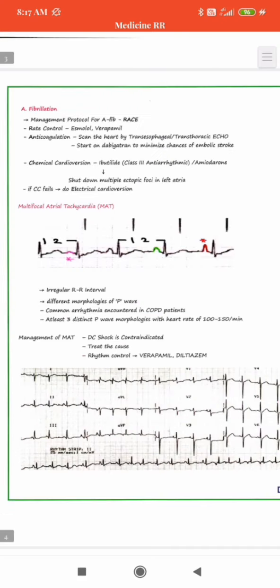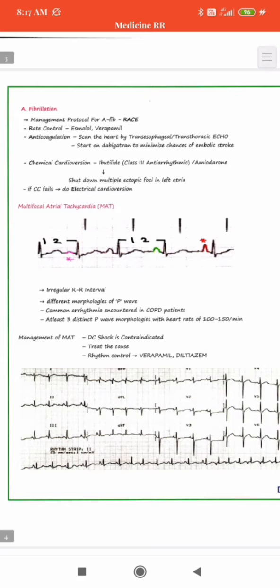Now we have to remember the risks associated with atrial fibrillation. Before going to the risk factors, these are the two photographs in which we can see and rule out the MAT condition. Here we can easily trace out the differences in lead 1, lead 2 and lead 3. So these are the points where we have to differentiate them from the other conditions.